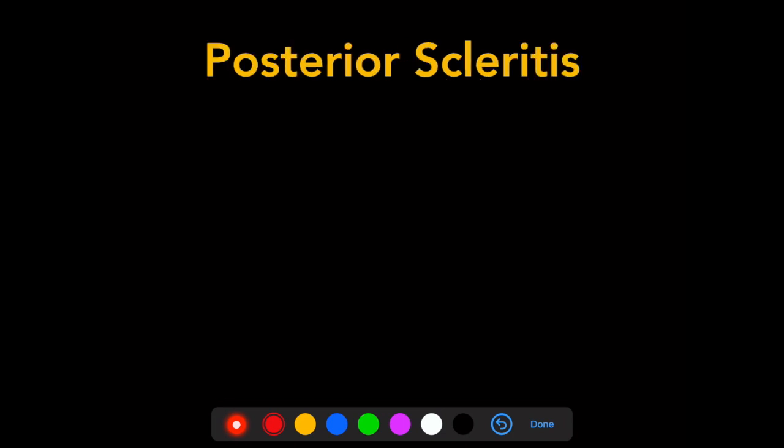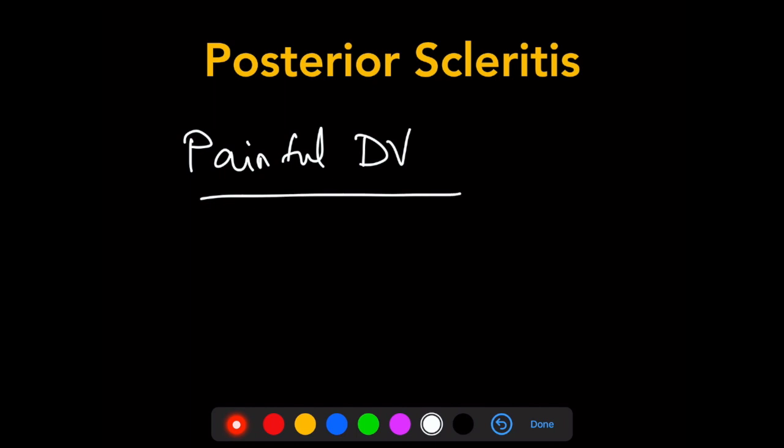Yes, we come to the most obscure. See, anterior scleritis is obscure, but posterior scleritis is even more obscure and very mysterious. In fact, it is one of the most underdiagnosed entities because it's very easy to miss posterior scleritis. How can a patient present with posterior scleritis? A patient will present with painful defective vision, okay, and the pain will be on extraocular movements.